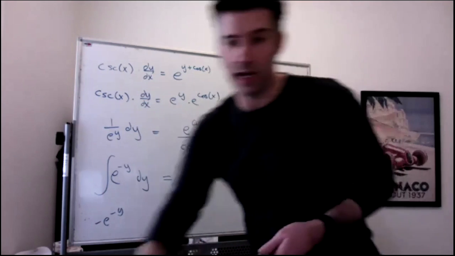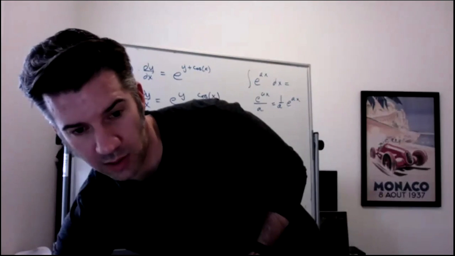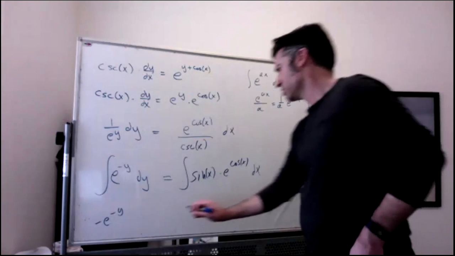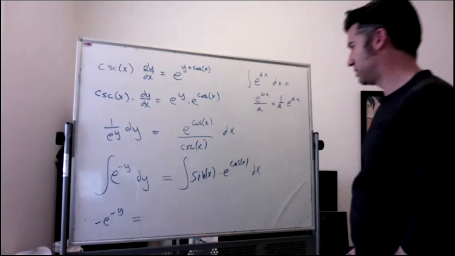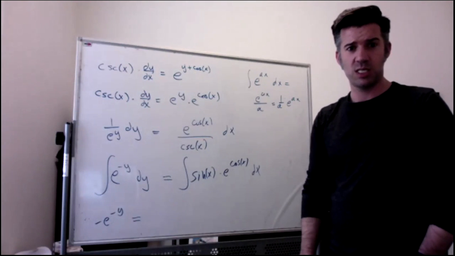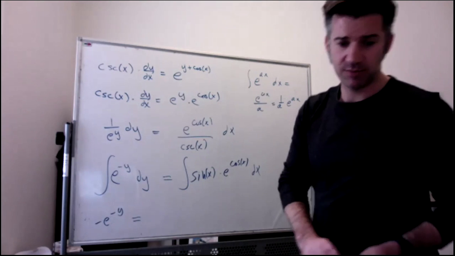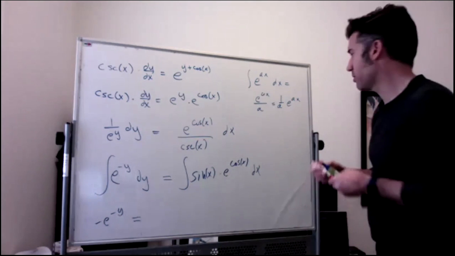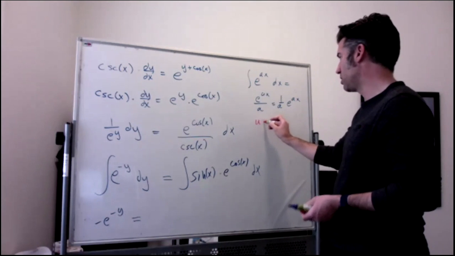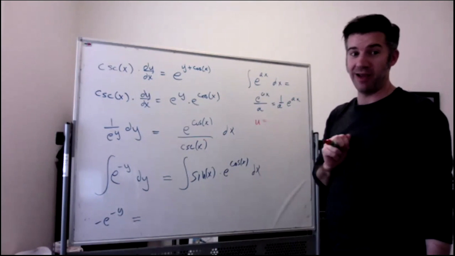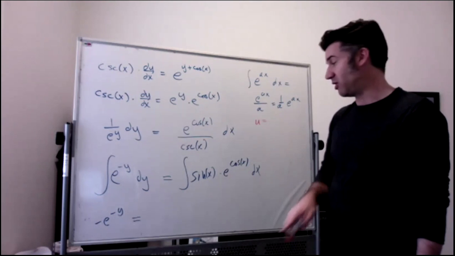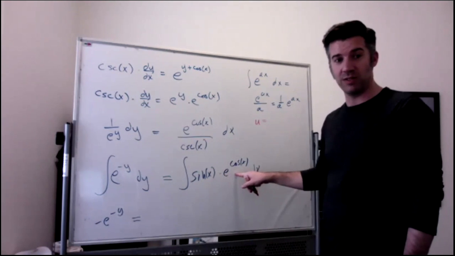On the right-hand side, what am I going to do? I think I'm going to have to do a u substitution. I can let u equal, all right, here's a good question. Should I let u equal sine or should I let u equal cosine?